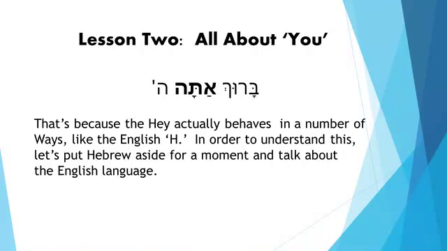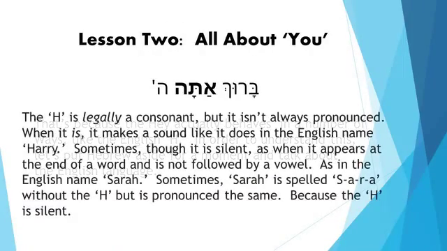In order to understand this, let's put Hebrew aside for a moment and talk about the English language. The H is legally a consonant, but it isn't always pronounced. When it is, it makes a sound like it does in the English name Harry. Sometimes, though, it is silent, as when it appears at the end of a word and is not followed by a vowel, as in the English name Sarah. Sometimes Sarah is spelled S-A-R-A without the H, but is pronounced the same because the H is silent.